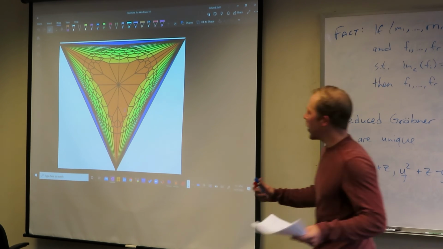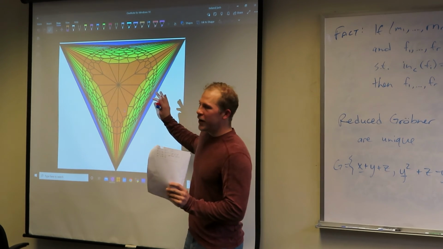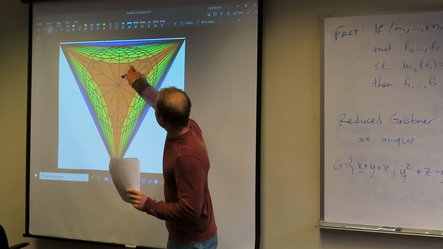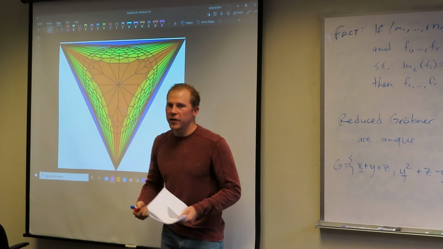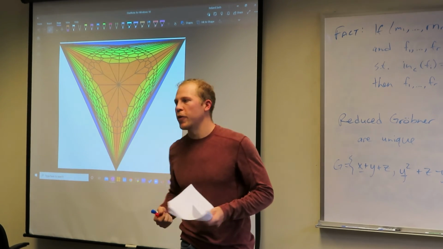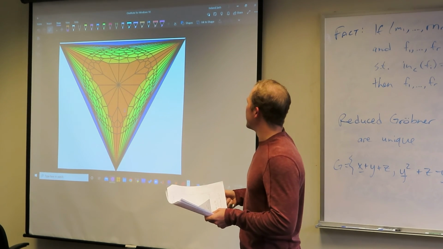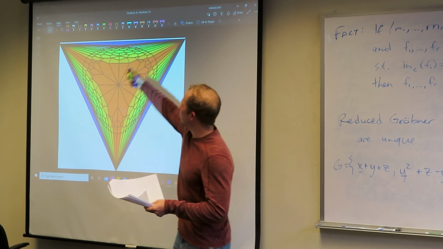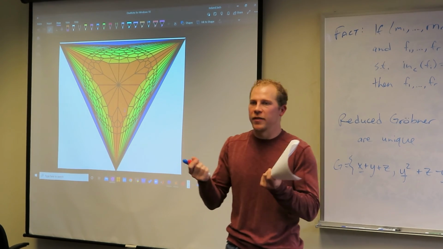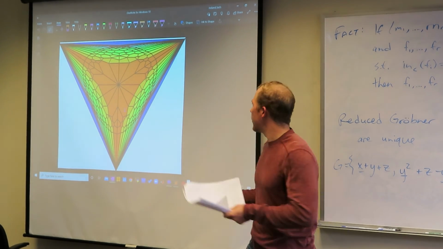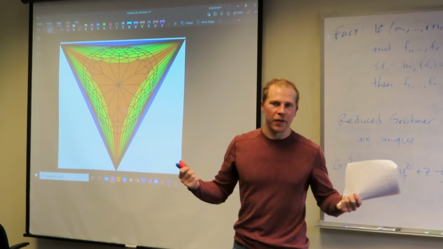Just to wrap up here, to reiterate, each of these cells, which really are called cones, corresponds to a different marked reduced Gröbner basis. And the symmetry here just corresponds to the symmetry of ordering x, y, z, or x, z, y, etc. Yeah, thank you.